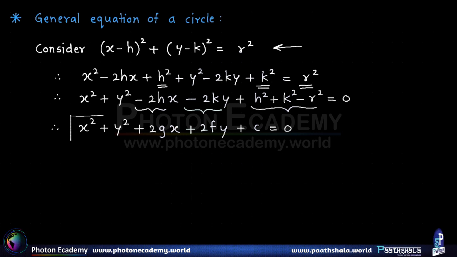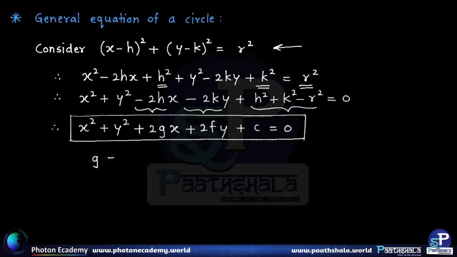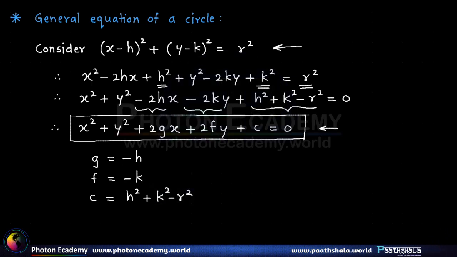So this is what is called the general form of equation of the circle. So just to recap, what we have replaced is g is nothing but minus h, and f is nothing but minus k, and c is nothing but h square plus k square minus r square, right? So this is a very important form of equation of the circle.